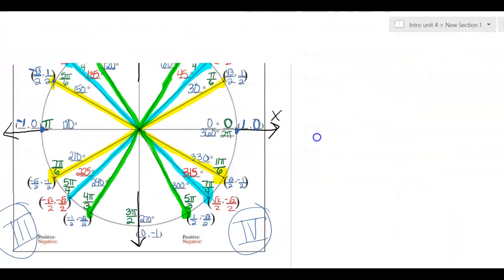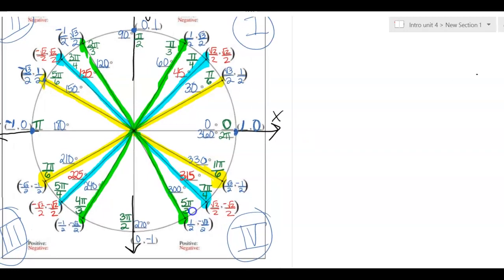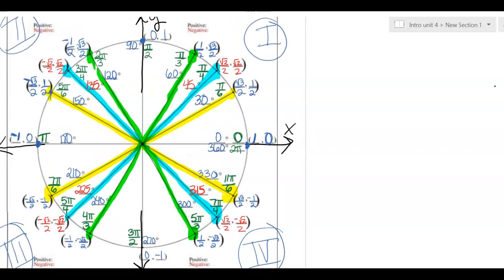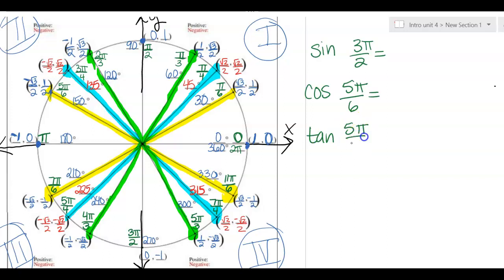So first group, I'm going to zoom out of my circle. I know you can't see everything, but my hope is now you have everything written down on the circle. So we're going to do sine of 3 pi over 2. We're going to do cosine of 5 pi over 6. And tangent of 5 pi over 3. We're going to start with these 3.